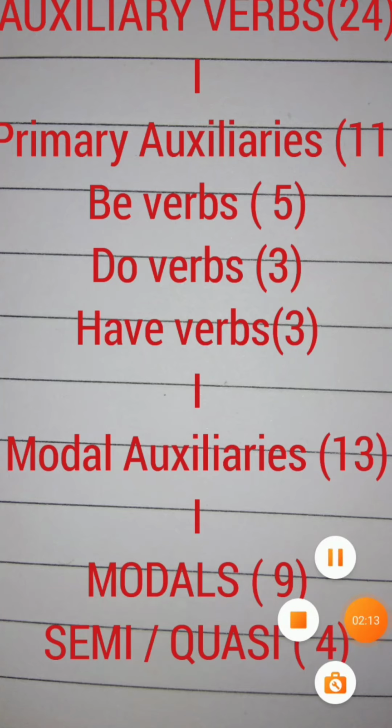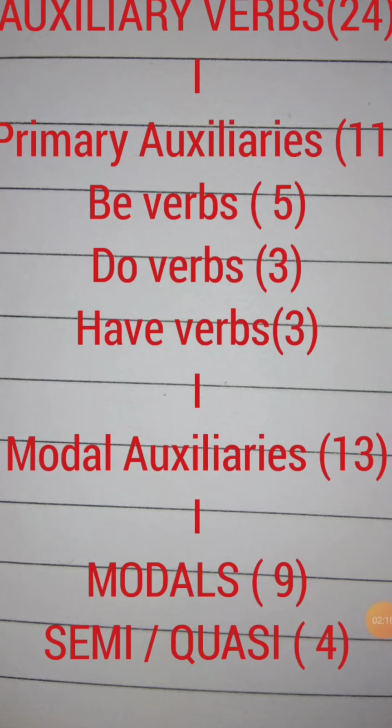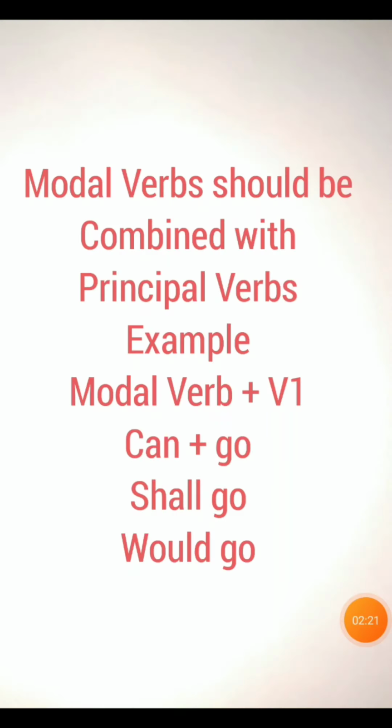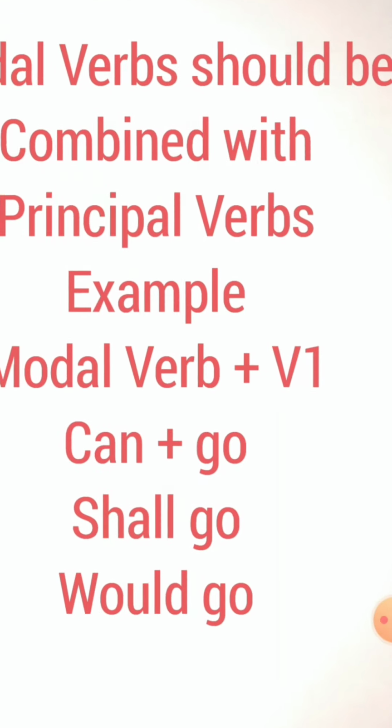These modal auxiliary verbs should be combined with the principal verbs. Principal verbs means the present form of the verb. So a modal verb is always combined with the principal verb, that means the present form of the verb, because they cannot be used alone. They can be used only along with the principal verbs.